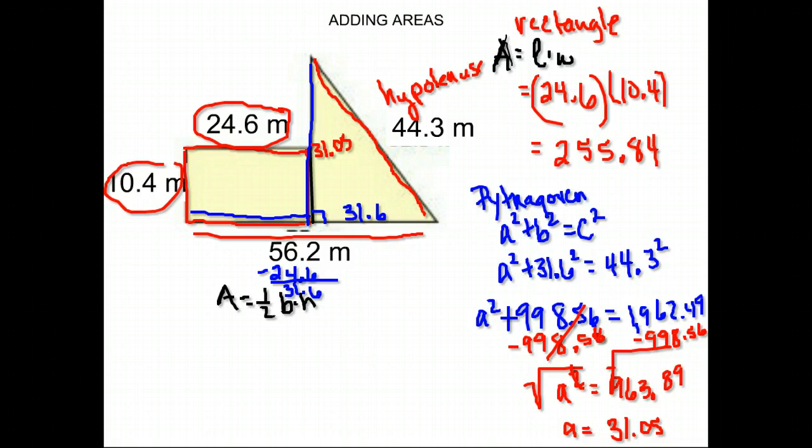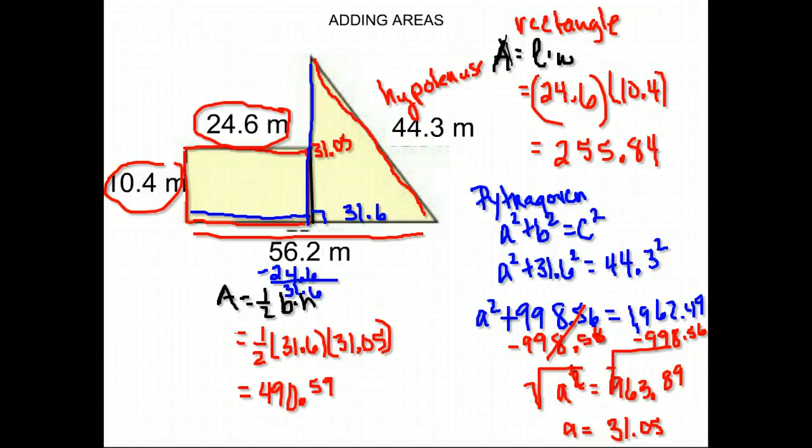And we can go ahead and find our area now because we know the base and the height. So the area for a triangle is 1/2 times the base, we found before was 31.6, times the height is 31.05. Multiply those together and then divide by 2, and we find the area of the triangle part is 490.59.